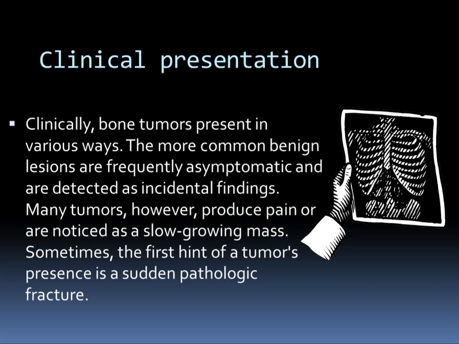And many tumors, however, produce pain or are noticed as a slow growing mass. Sometimes the first hint of the tumor's presence is a sudden pathological fracture. This sentence you must remember. If the patient has a sudden pathological fracture, whether elderly or middle-aged, from small incidents, if he just touches his shoulder or elbow to the wall and gets fractured, it means there is definitely some suspicion of tumor. So sudden pathological fracture is the most common first hint of the tumor.